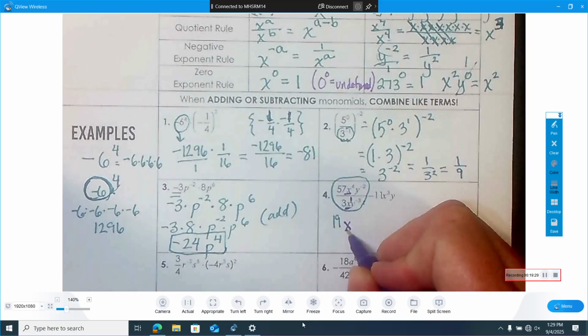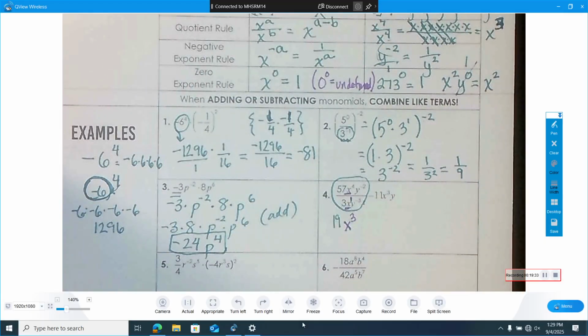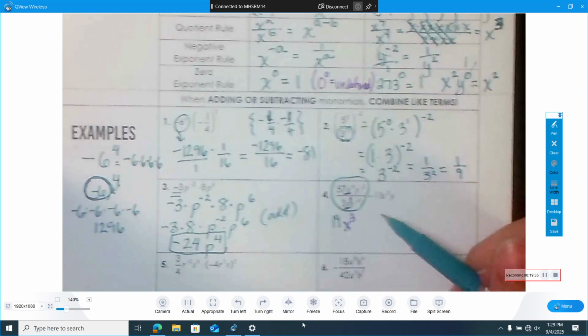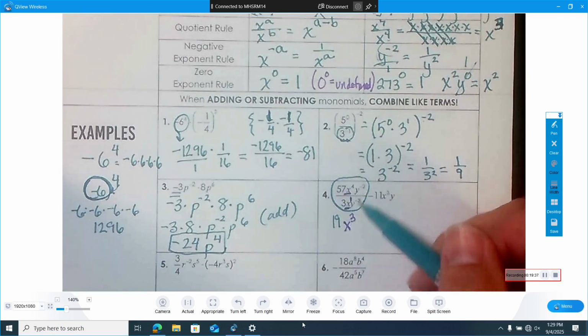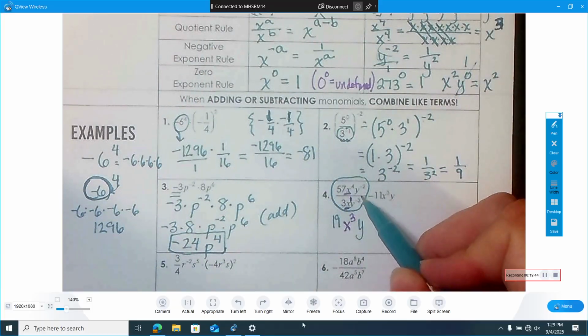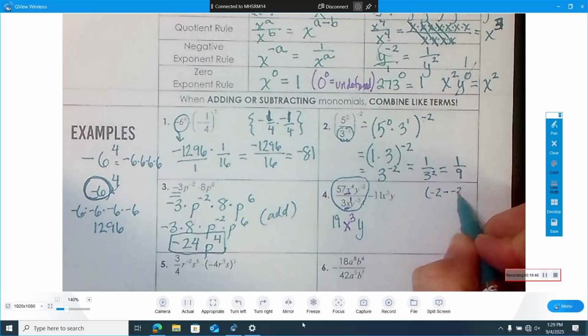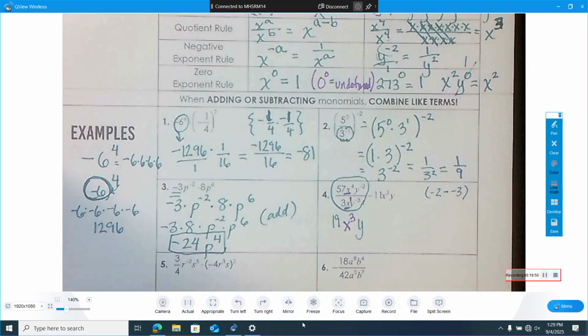So we get the base of x. 4 minus 1 is 3. We can subtract those exponents. And then I can do the same thing with the y's here. They have the same base of y, and I can use the same property. We're going to do negative 2 minus a negative 3. Very good. We get positive 1, right? Negative 2 minus a negative 3 becomes positive 1.